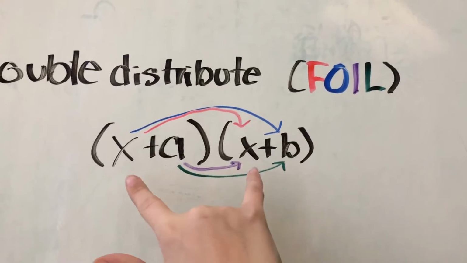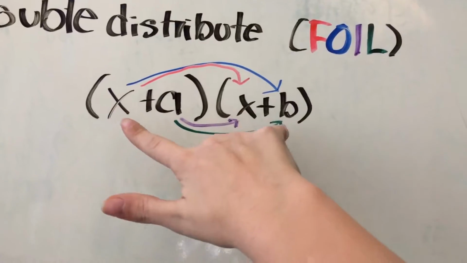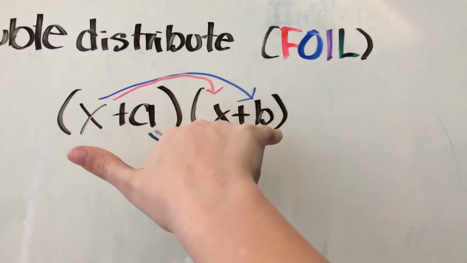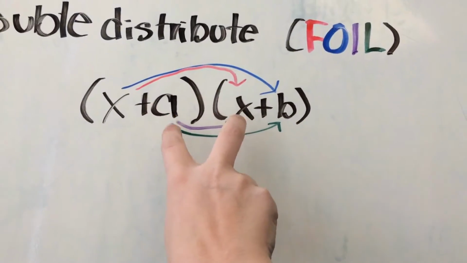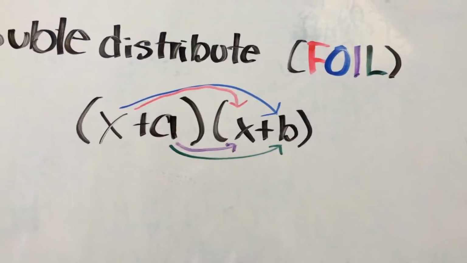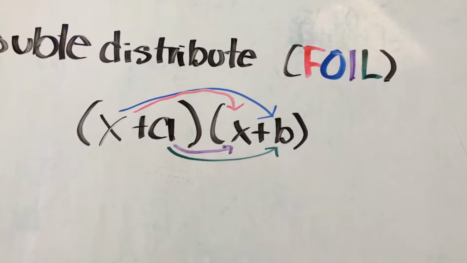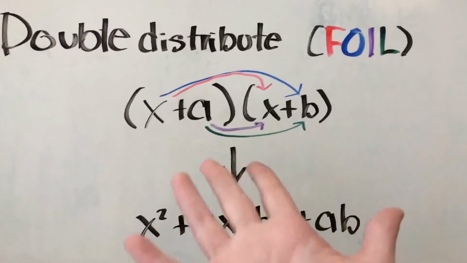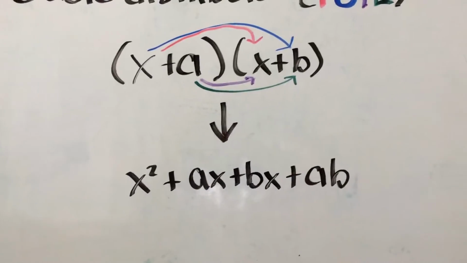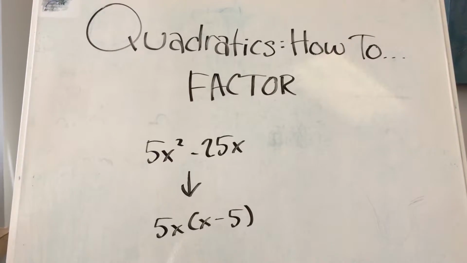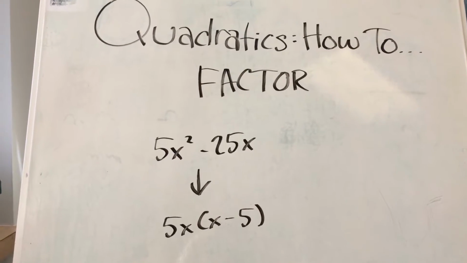So it's front, the two x's are in the front; outside, the two outside numbers that are the bread to our sandwich; the inside, which is the meat to our sandwich; and the last, which are the last two numbers in each expression. When you simplify all this out, then this is your final answer. I don't really want to dive deep into this one because I have to go in like 10 minutes.